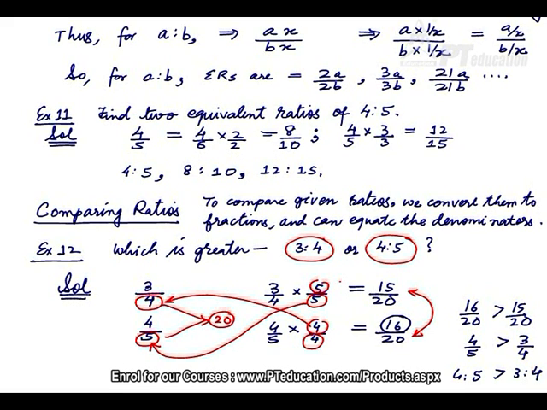And as we just saw, because these are equivalent ratios, the value actually has not changed, so we can always take the liberty of multiplying like this. So 3 by 4 actually becomes 15 by 20 and 4 by 5 becomes 16 by 20. Now we can directly see the numerator that 16 is greater than 15 and denominators are the same. Thus, 16 by 20 will be greater than 15 by 20 and hence 4:5 is greater than 3:4.